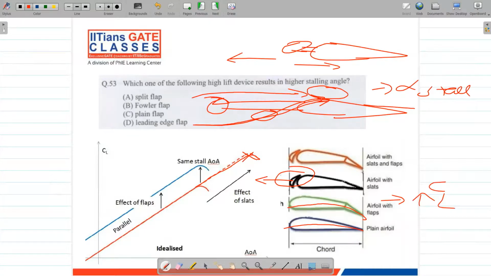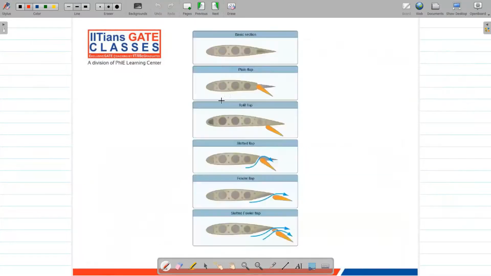So a plain flap definitely does not do that, because a plain flap will give the same angle of attack, but it's just altering your camber line. And then you have a split flap. So a split flap looks something like this. There's a basic section, and there's a plain flap which can alter your camber line. And then there's a split flap, which is basically used as an augmentation at the bottom.